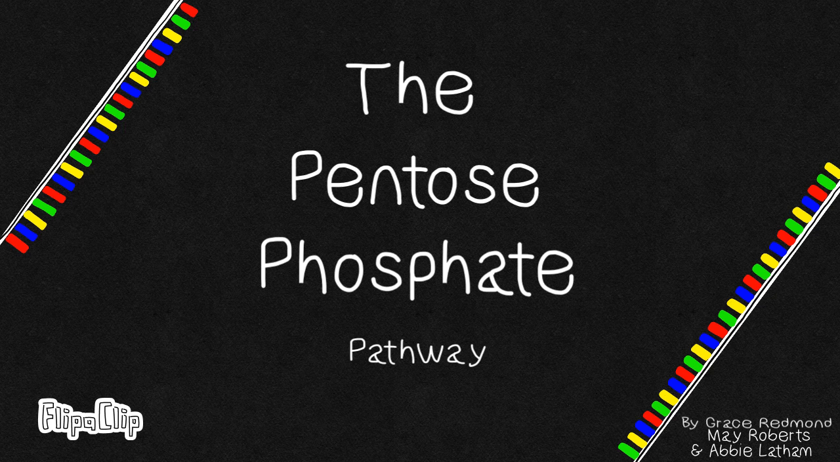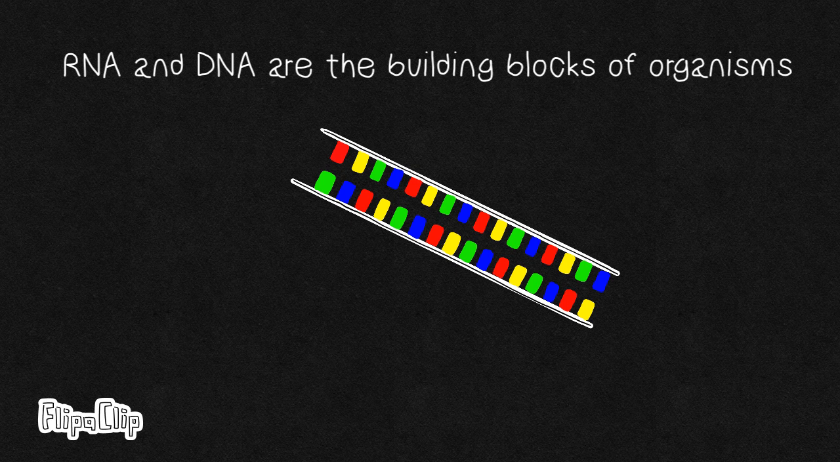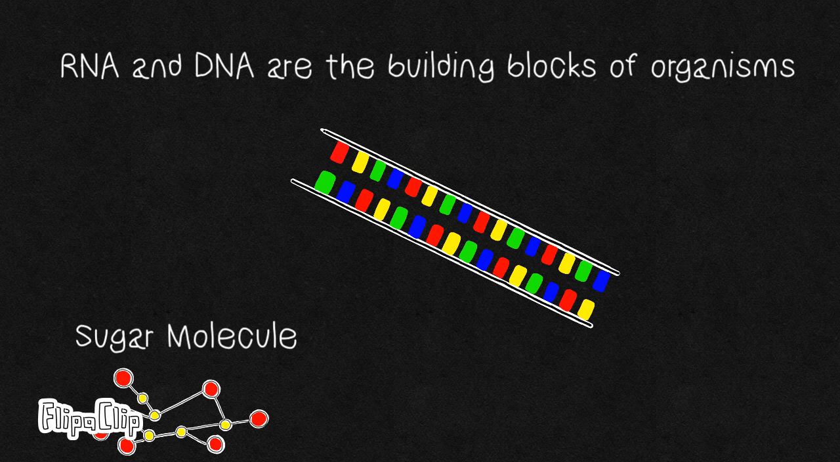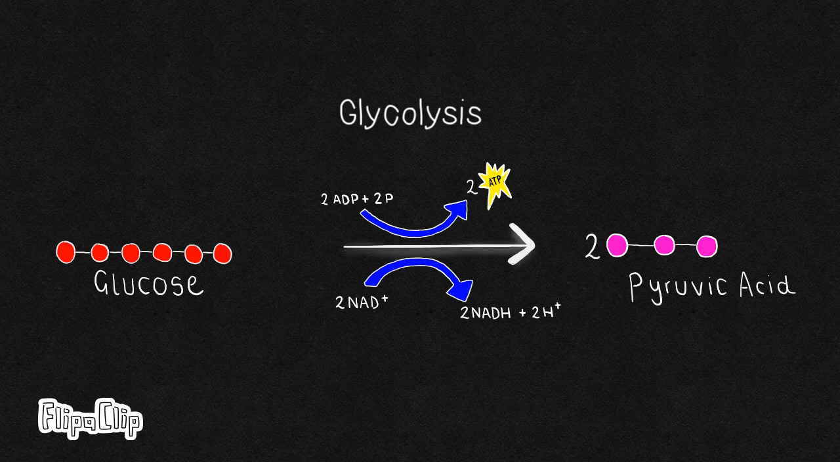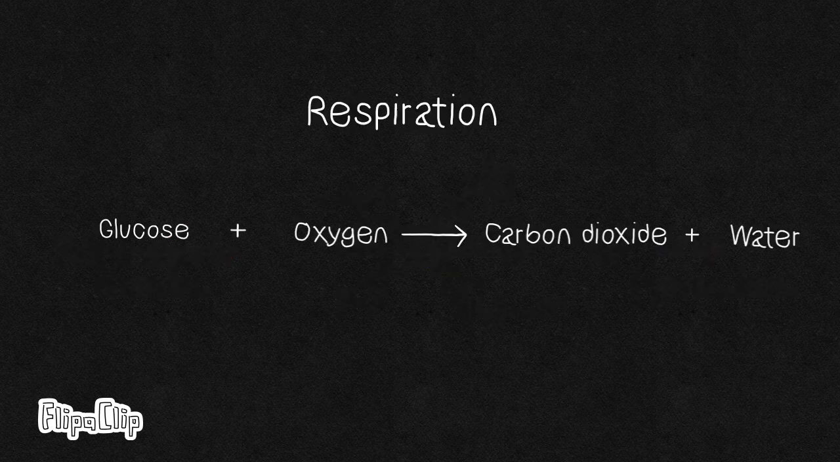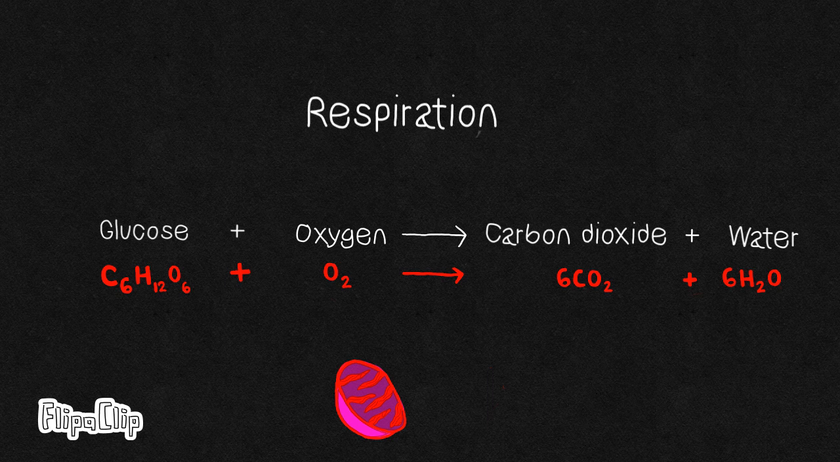The pentose phosphate pathway. DNA and RNA are necessary for all living organisms. Sugar molecules can be found in DNA and RNA. The pentose phosphate pathway diverges from glycolysis to produce the sugars in DNA and RNA during respiration, which involves the breakdown of glucose for energy.